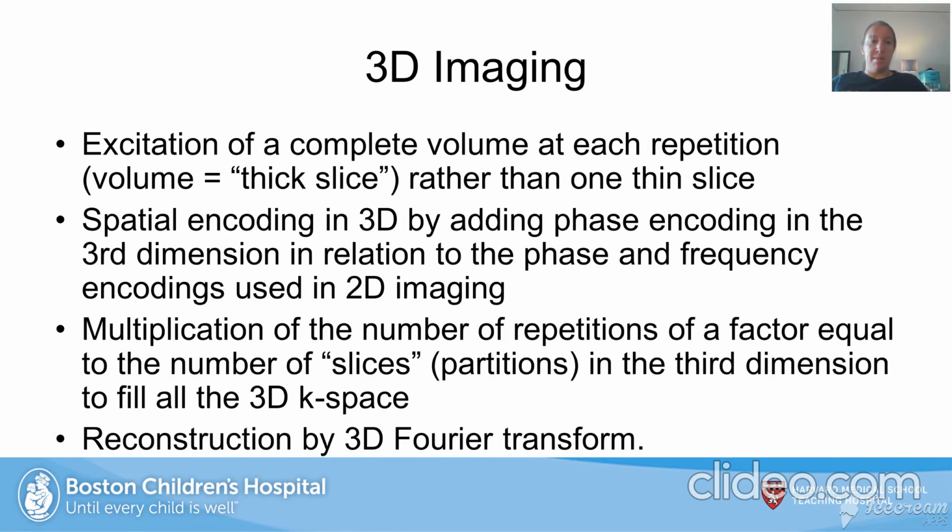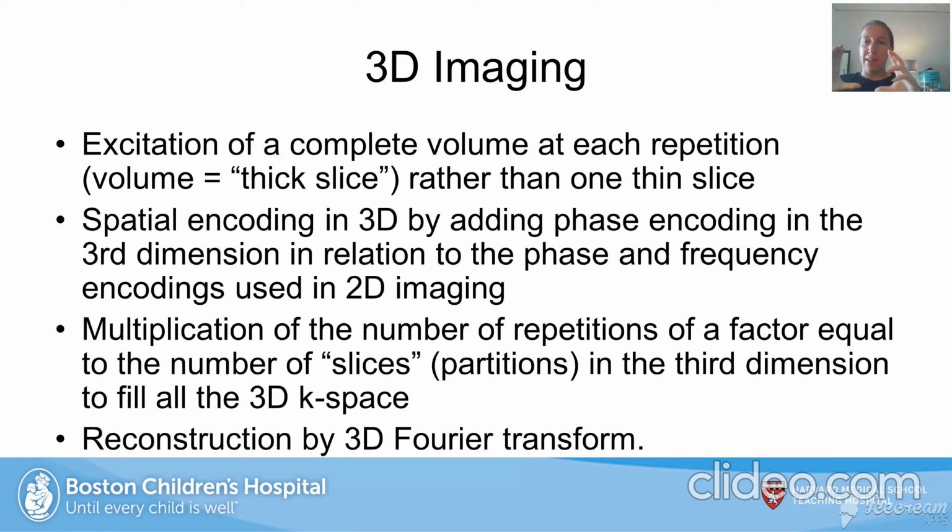This brings us to 3D imaging. Typically when I think about 3D imaging, I think about taking slices of 2D images and stacking them on top of each other to create a 3D volume. This is a little bit different. There are actual ways of doing 3D imaging where you excite a complete volume at each repetition rather than just one slice. Instead of those thin slices, it's like one big thick slice. You do some spatial encoding in 3D by adding a phase encoding in the third dimension in relation to the phase and the frequency encodings used in the 2D images.